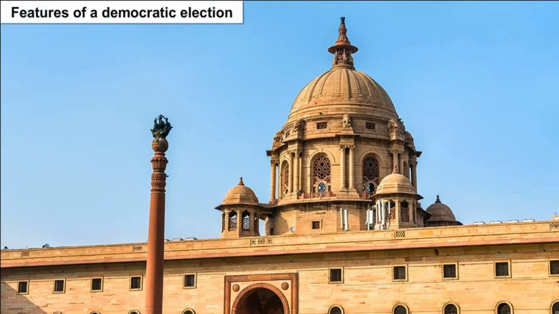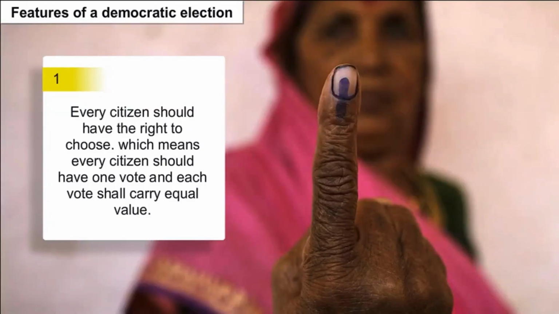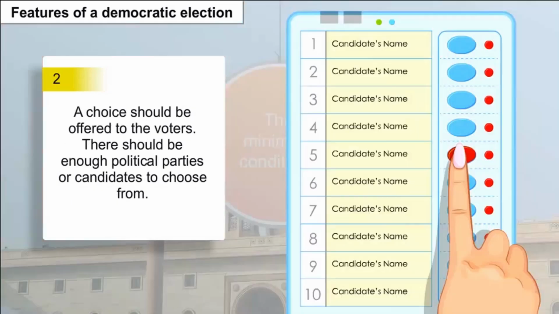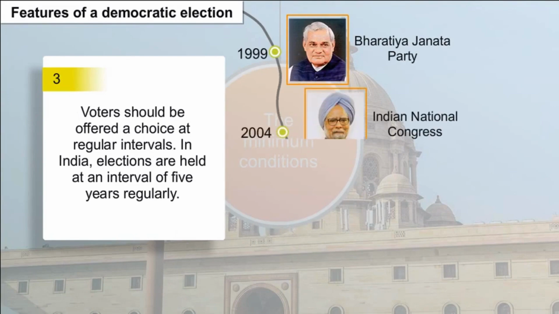Features of a democratic election. The minimum conditions to be fulfilled in a democratic election are: 1. Every citizen should have the right to choose, which means every citizen should have one vote and each vote shall carry equal value. 2. A choice should be offered to the voters. There should be enough political parties or candidates to choose from. 3. Voters should be offered a choice at regular intervals.